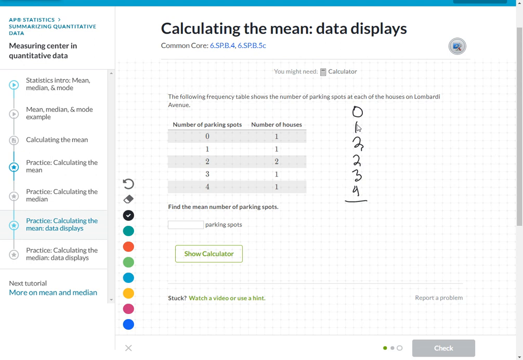We're looking for the average number of parking spots. I add these up. 1 plus 2 is 3. 3 plus 2 is 5. 5 plus 3 is 8. And 8 plus 4 should be 12. Let me go backwards and see if I get the same thing. 4, 7, 9, 11, 12. So 12 divided by 1, 2, 3, 4, 5, 6 data pieces. So this is going to be 6 going into 12, and 12 divided by 6 is simply 2. So my average is going to be 2 parking spots per house.